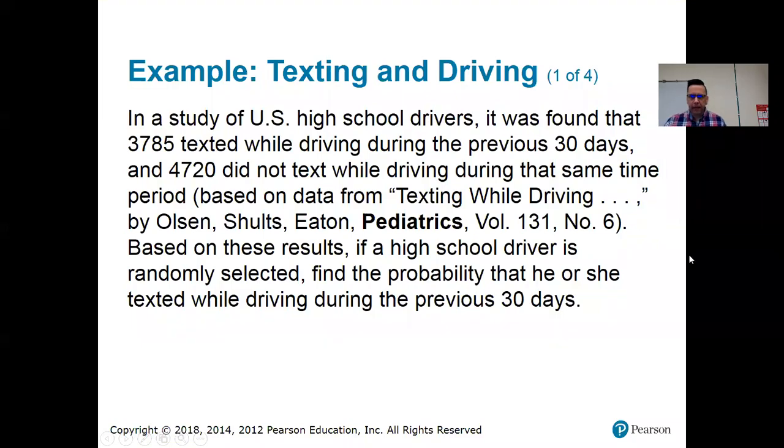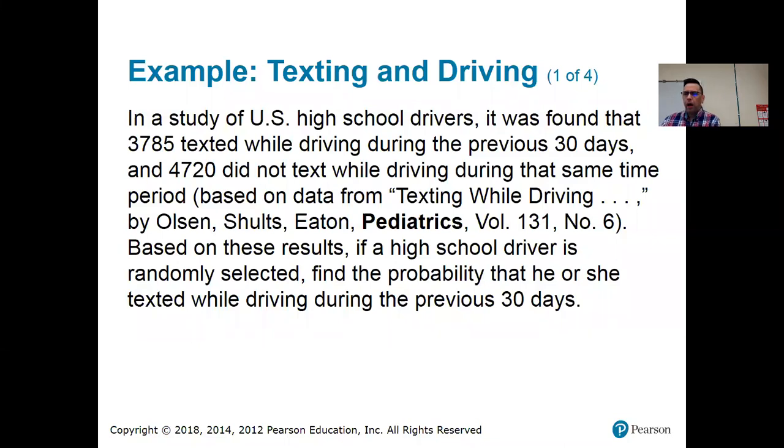All right, hi everybody. Continuing with section 4.1. We have another example. In a study of US high school drivers, it was found that 3,785 texted while driving during the previous 30 days and 4,720 did not, based on data from blah, blah, blah. Based on these results, if a high school driver is randomly selected, find the probability that he or she texted while driving during the previous 30 days.